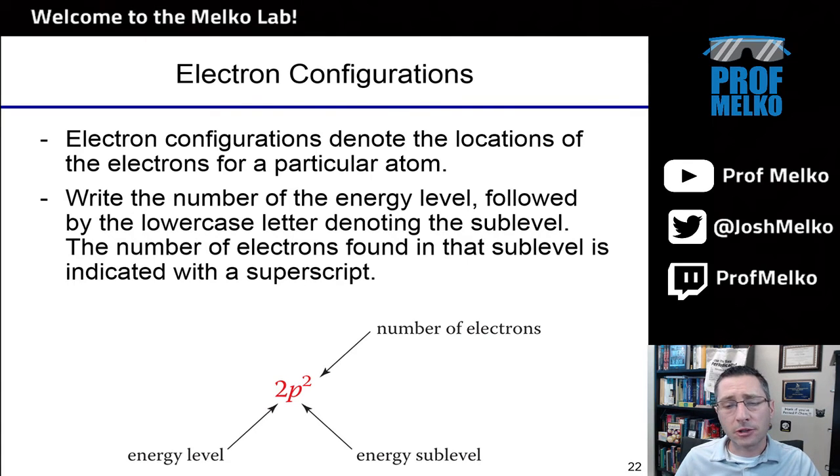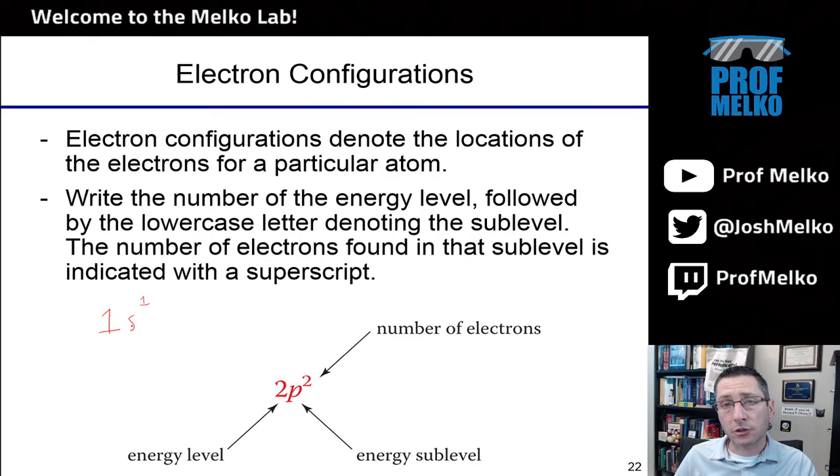The way we write this notation, scientists always have shorthands, no exceptions here. The electron configuration is just a shorthand. We're going to write the number of the energy level, followed by the lowercase letter for the sublevel, and then a superscript for the number of electrons in that sublevel. So if I know there's an atom with only one electron, it's going to go in the first energy level, in the s sublevel of that first energy level. That is the only sublevel in that energy level. This one electron will be found there.